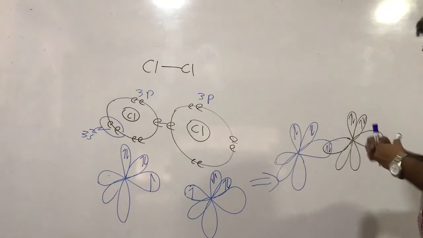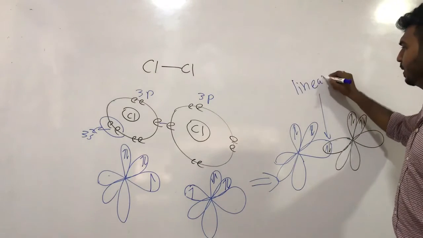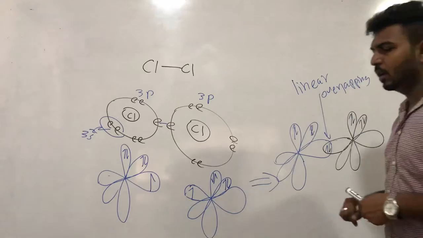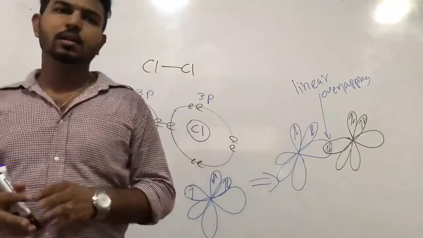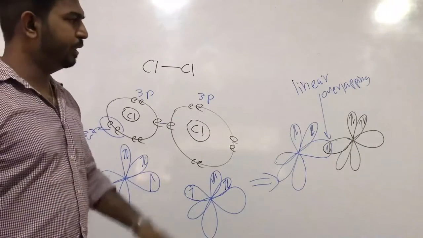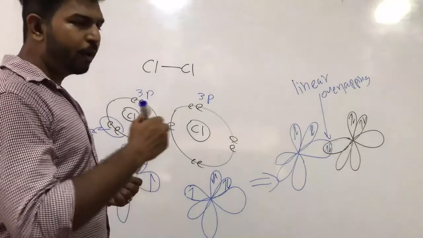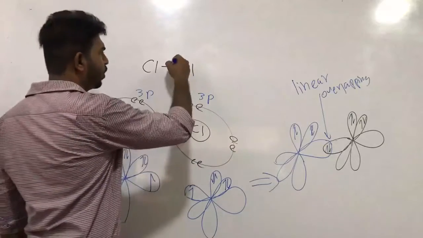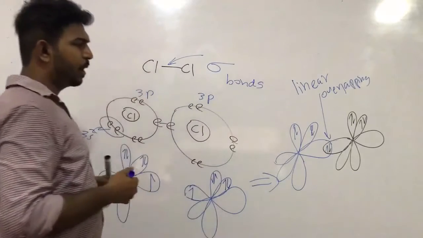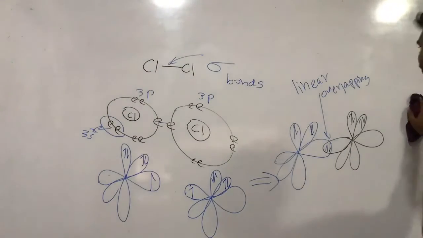We call this direct overlapping linear overlapping. That means the coinciding of 2 orbitals on each other is called linear overlapping. The chemical bond formed from linear overlapping is called a sigma bond. We call these bonds sigma bonds. Then let's consider another molecule.